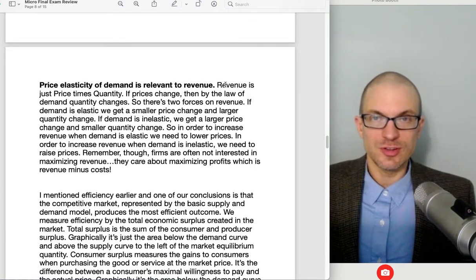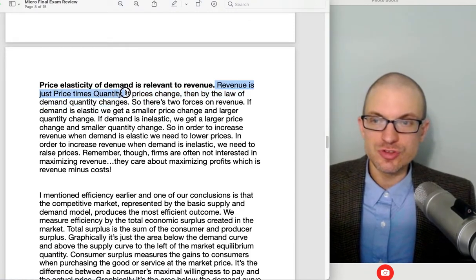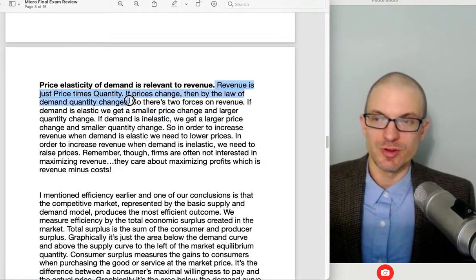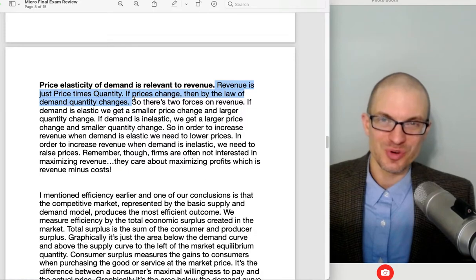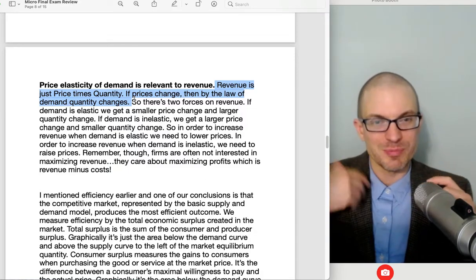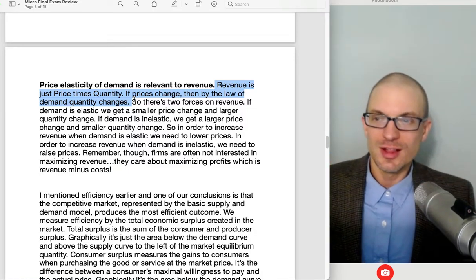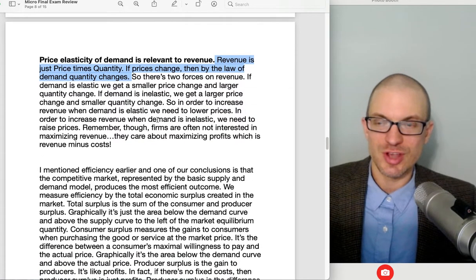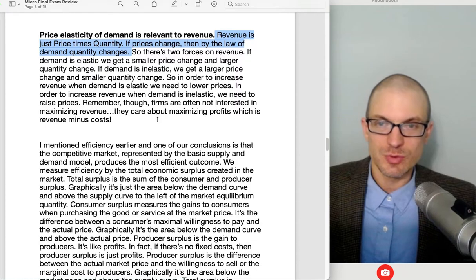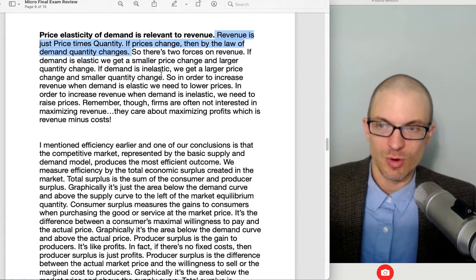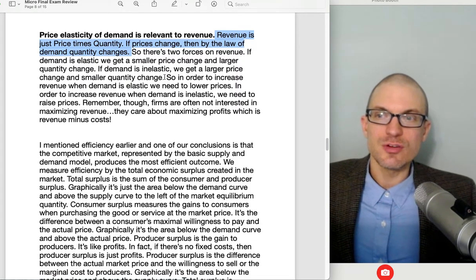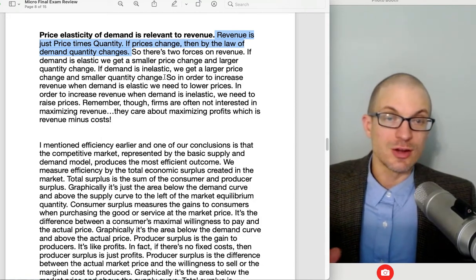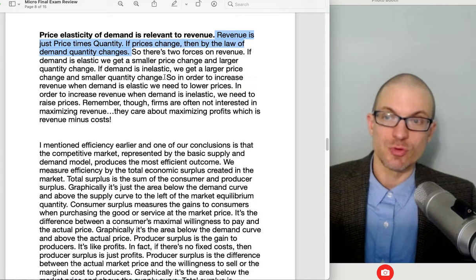Relevant to elasticity is the link to revenue. Revenue is just price times quantity. Now, if prices change, by the law of demand, quantity changes. So there's two forces on revenue because it's price times quantity. Price changes, and also quantity changes. If demand's elastic, we get a smaller price change and a larger quantity change. If demand is inelastic, we get a larger price change and a smaller quantity change. So in order to increase revenue when demand is elastic, we have to lower prices. In order to increase revenue when demand is inelastic, we have to raise prices.